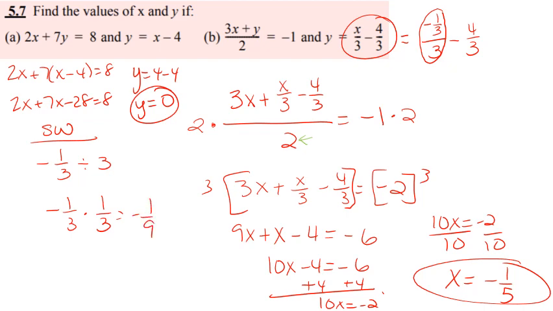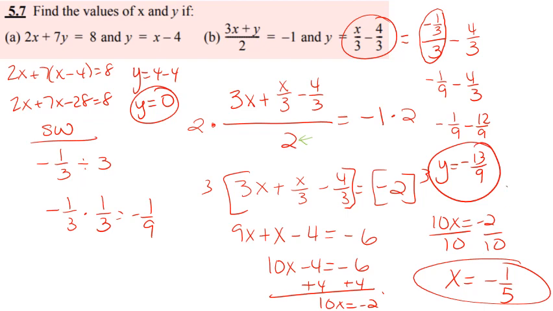So all this is negative 1/9 minus 4/3, and that's going to be common denominator times 12, and we get negative 13/9, and that's going to be my y answer. So negative 1/5, comma, negative 13/9.